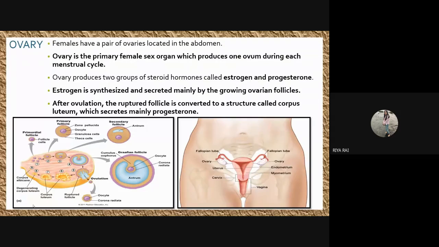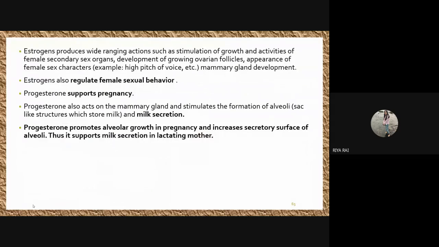And this corpus luteum is the mass of cells that plays an integral role in regulating the menstrual cycle as well as in the early stages of pregnancy. Estrogen produces wide-ranging actions such as stimulation of the growth and activities of the female secondary sex organs, development of growing ovarian follicles, appearance of female sex characteristics, that is high pitch of voice, etc., and mammary gland development. Estrogen also regulates the female sexual behavior, just like the testosterone was doing the same in males.